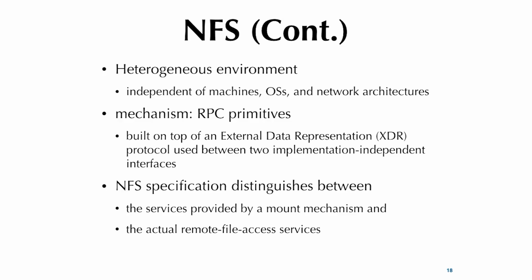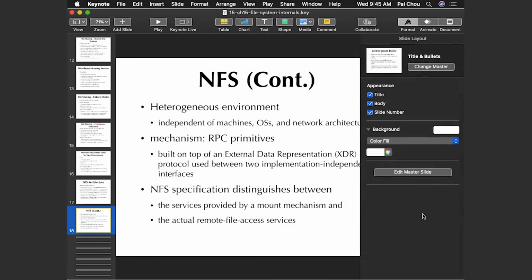The mechanism for doing this was RPC, remote procedure call. And then the NFS, network file system specification, does distinguish between services provided by a mount mechanism versus the actual remote file access services. That's really what I wanted to cover for this chapter. There's more, and you can read more about network file system if you want to, but this is really the extent I want to cover, because those other ones start to get into their own topic.